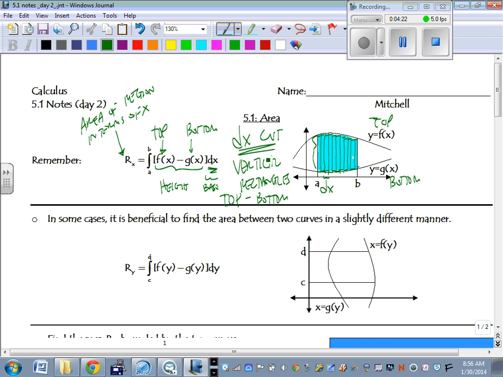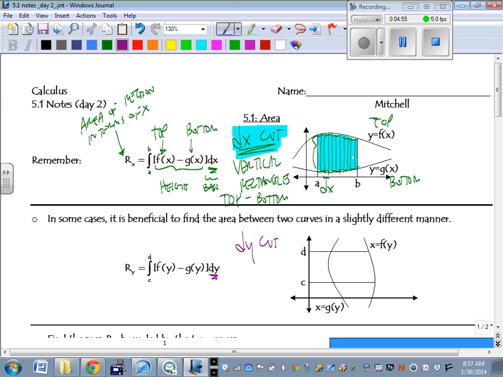Well, yesterday we focused on this dx cut. Today we're looking at a dy cut. Where we have dy and our definite integral is in terms of y instead of x. So you'll notice we have f of y minus g of y. So everything here is going to be in terms of y. These functions are going to be in terms of y. These are in terms of y. It's labeled c and d, but we normally think of it as a and b. Those are all y values.